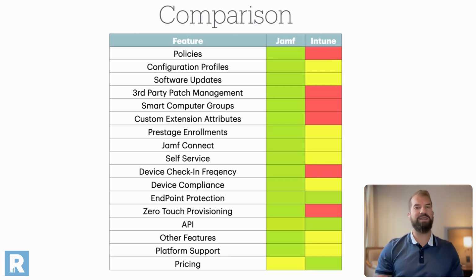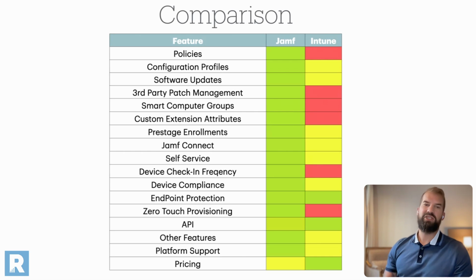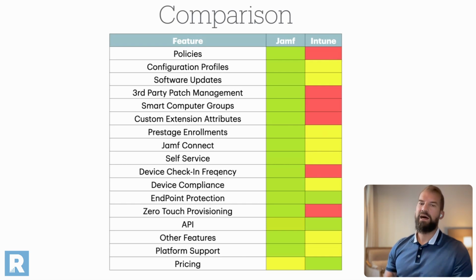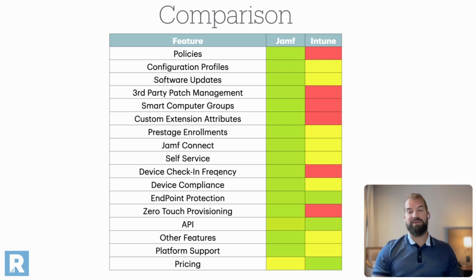Same with smart groups and custom extension attributes. Jamf Pro, a lot more features when it comes to that, and they work a lot better. I'll say that as well. Prestage enrollments, Intune does support Prestage enrollments, but Jamf just has way more features when it comes down to it. Jamf Connect does win out as well quite a bit. There's really nothing in Intune that compares to it. Self-service, Jamf definitely wins out. Device check-in frequency, big win for Jamf there.